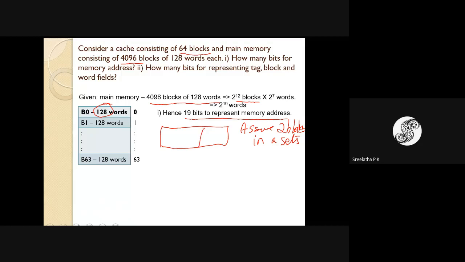And the division of memory is like this. I have to find the word bits, I should find how many bits for representing the set, and I should also find how many bits are required for the tag. Now how do I find the word bits? How many words are there in one block? What is given?